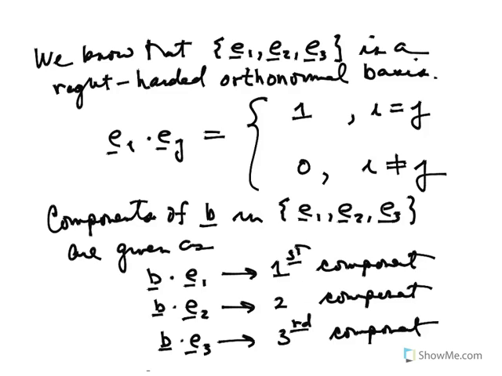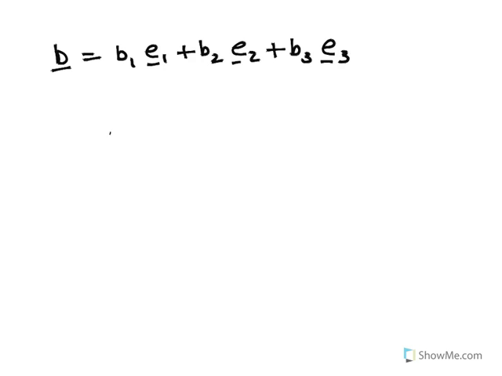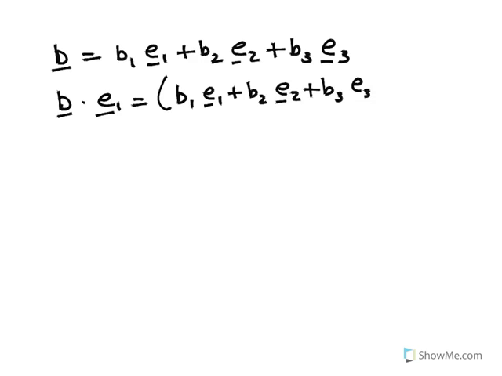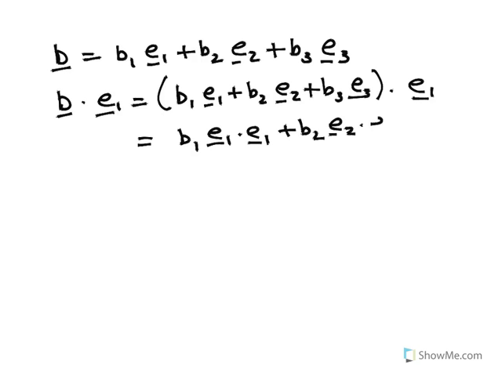Now, what's significant about these components? What's significant about them is as follows. Let's suppose I write the vector this way: b is equal to b1 E1 plus b2 E2 plus b3 E3. Now, because these basis vectors E1, E2, and E3 are orthogonal to one another, look what winds up happening. b dotted with E1 is equal to b1 E1 plus b2 E2 plus b3 E3, dotted with E1. But that's equal to b1, and then I've got E1 dotted with E1, plus b2 E2 dotted with E1, plus b3 E3 dotted with E1.